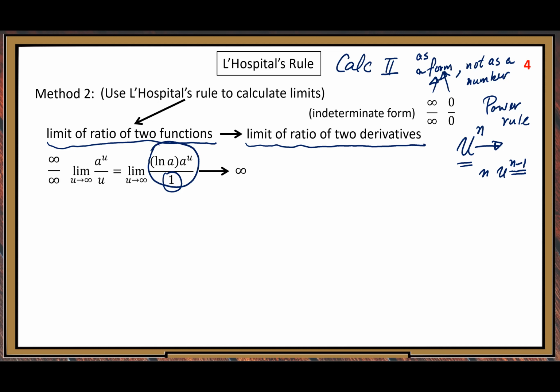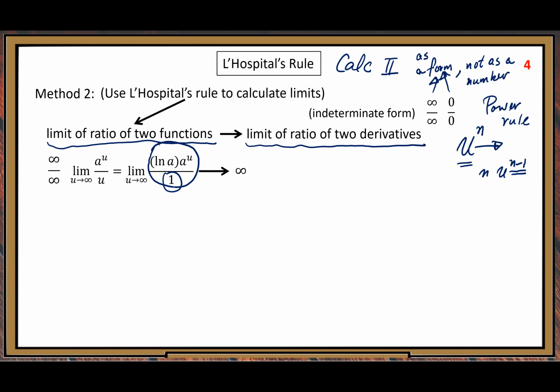L'Hopital's rule another time because it's not an indeterminate form. The numerator is 1, a constant. It does not go to infinity. So you should not apply L'Hopital's rule a second time, or you will get a wrong answer.